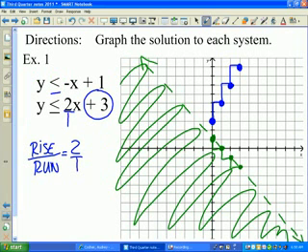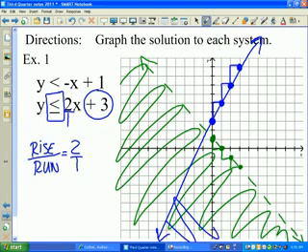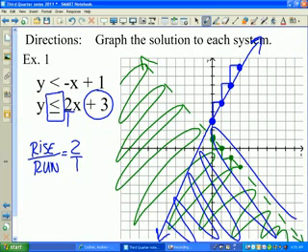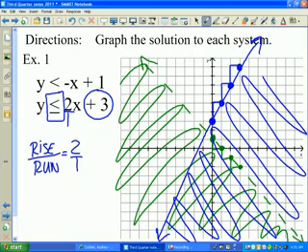Now I need to look at my inequality. It's less than or equal to. When it's equal to, that means I'm drawing a solid line. And since it's less than, I'm going to shade the bottom. So all the points below that line, even though most of them are positive, will satisfy this equation.